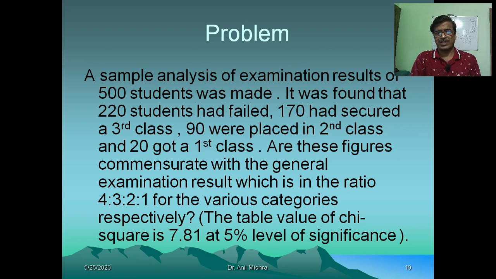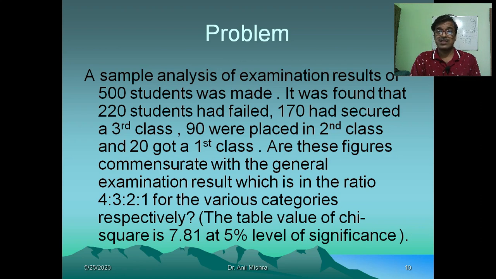The standard component is, if you take 4 plus 3, 7 plus 3, 10. So out of 10, 4 must be there: 4, 3, 2 and 1. This is the ratio. In that particular ratio, it will be categorized as failed students, first class students, second class students and third class students. But what are the observed cases? Out of the 500 students, the observed number is 220 failed, that is the observed frequency. 170 again is the observed frequency, third division. 90 is the second division, that is the observed frequency.